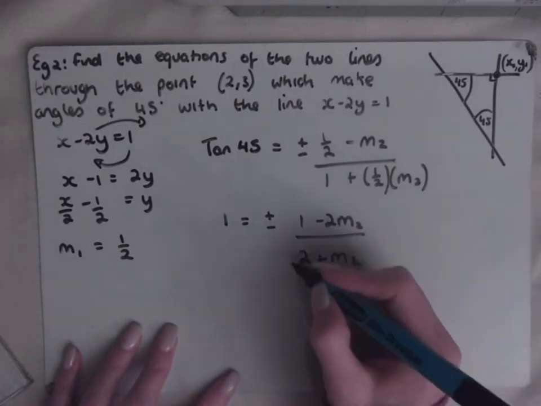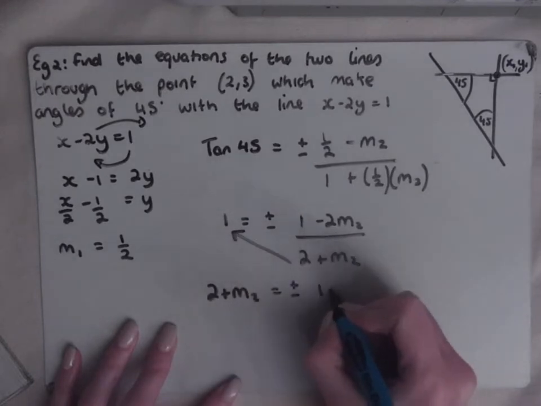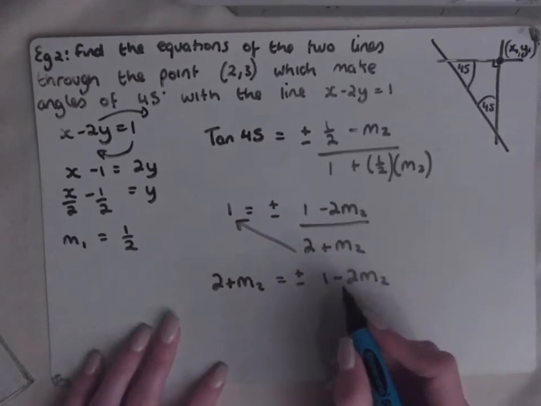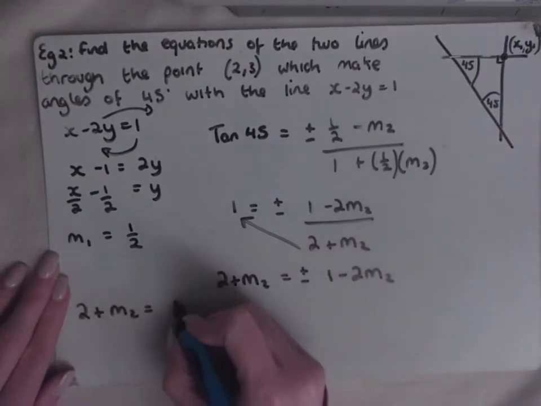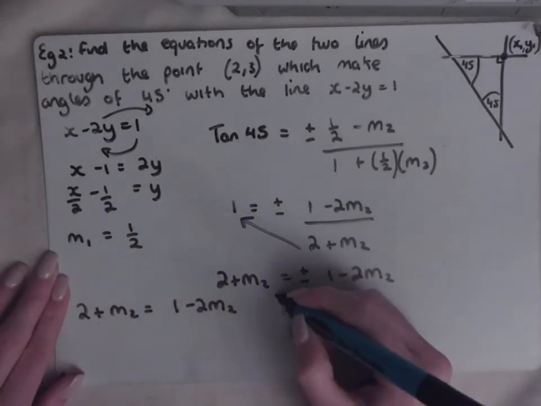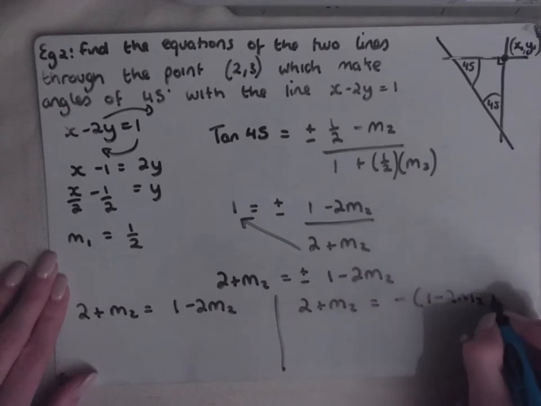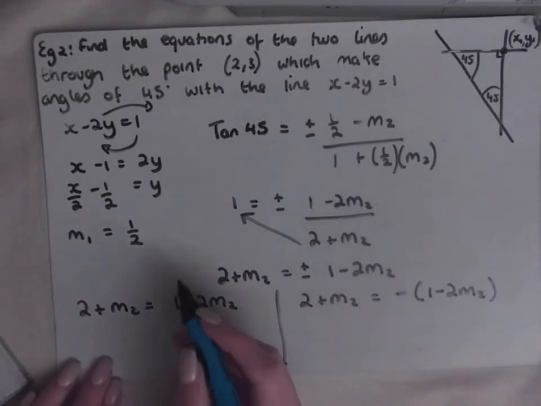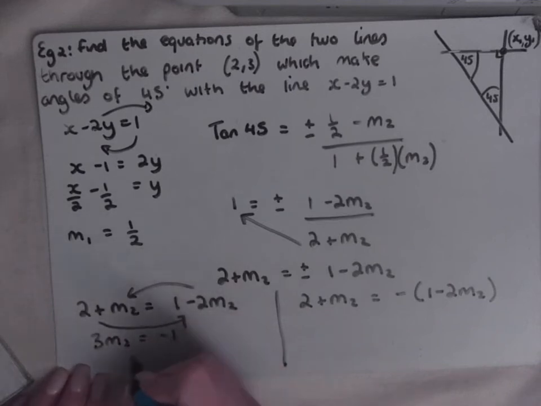Okay, now cross multiplying, this comes up here. 2 plus M2 equals plus or minus 1 minus 2 M2. Now the plus or the minus means literally take the plus and take the minus. So 2 plus M2 equals, over here I'm going to do the plus, and here 2 plus M2. On this side I'm going to do the minus. Now it's minus outside the whole thing, so that's why I'm doing brackets here. Okay, and all you're going to do is get your M2s to one side and your numbers to the other. So M2 plus 2M2 is 3M2 equals 1. Take 2, which is minus 1. So M2 is minus a third.